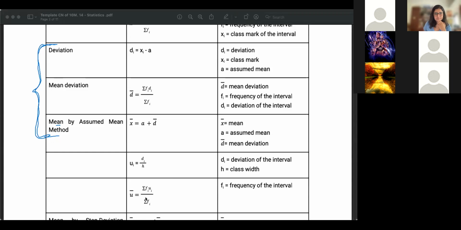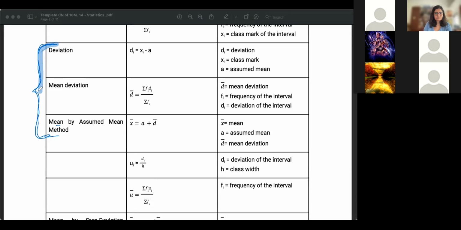Ma'am, do you have to copy the other two definitions? Other two, which ones? The ones without... Yeah. No. So these are basically related to your step deviation formula. Just note down whatever I highlighted. Make it dark. Done, ma'am.